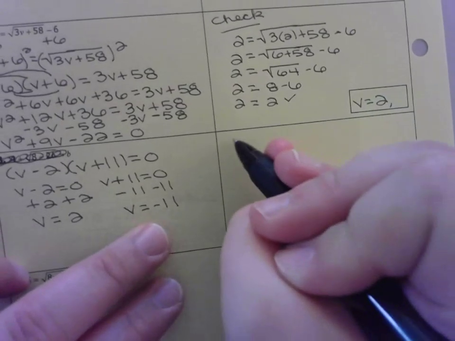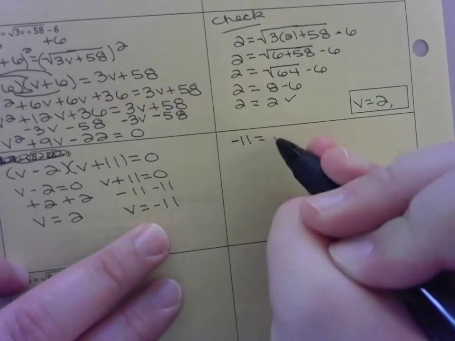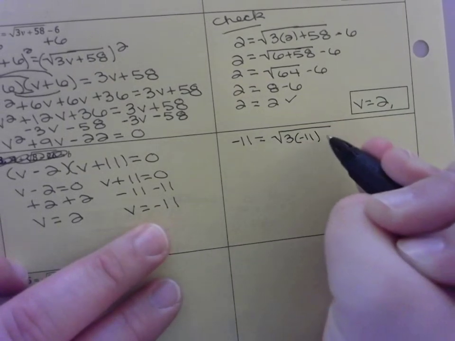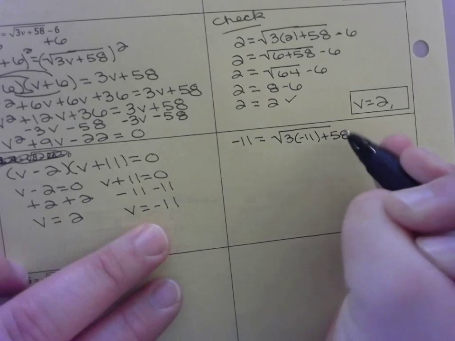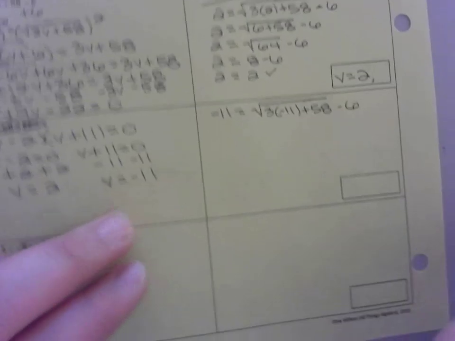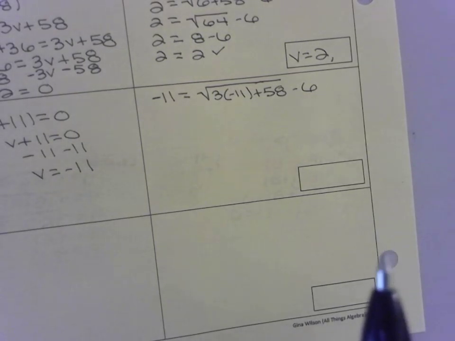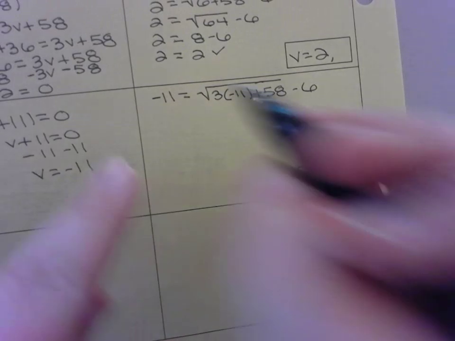So now let's check negative 11. Negative 11 equals the square root of 3 times negative 11 plus 58, and then minus 6 on the outside. You guys can do this stuff. We're doing exactly like we've done before, except if you get 2 answers, you may have to check both of them. Wait, if one checks out, the other one's going to check out? Not necessarily.